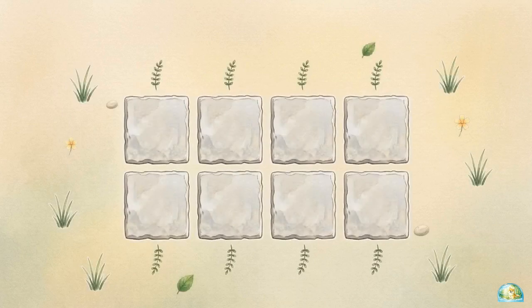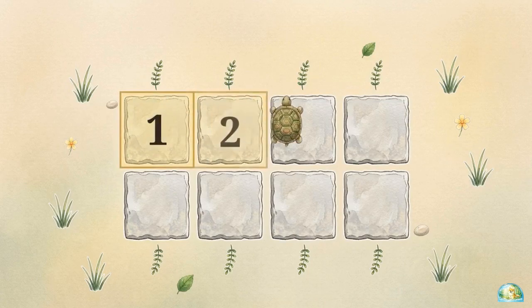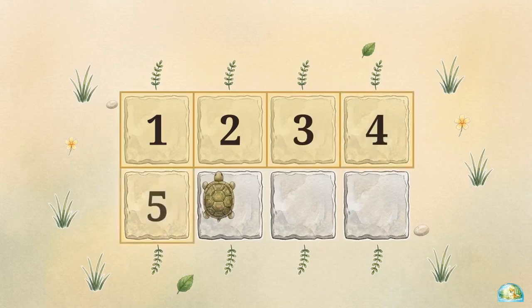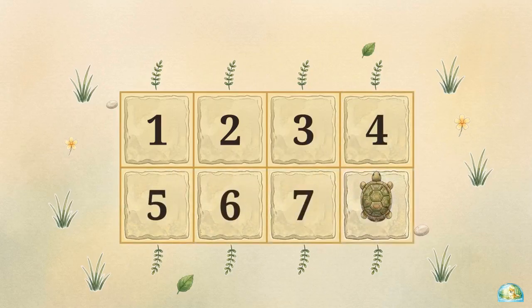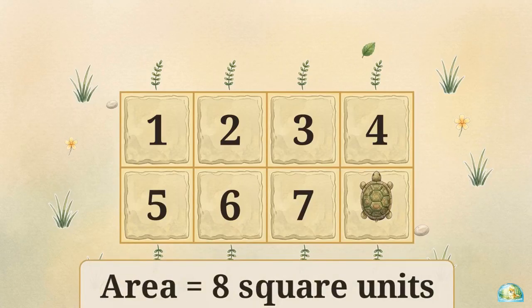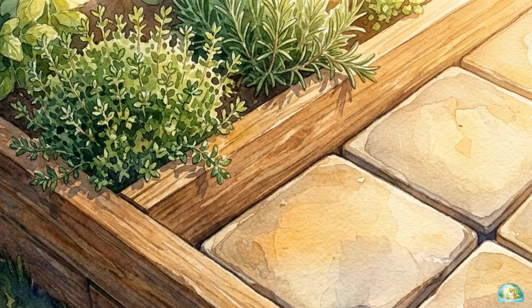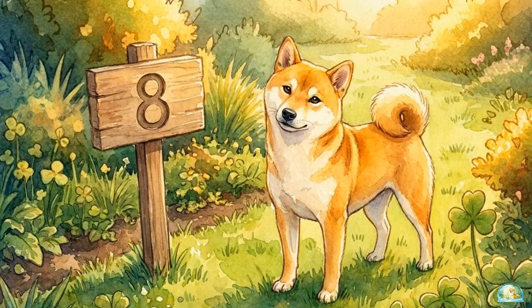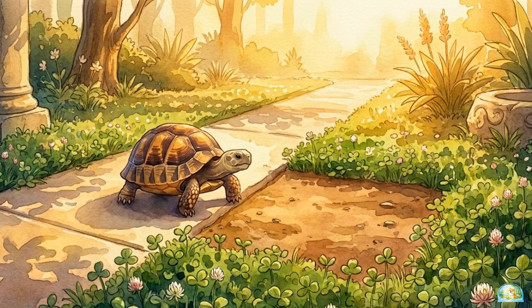This diagram shows the rectangular herb bed from above. As Bramble crosses the stones, we count them. 1, 2, 3, 4, 5, 6, 7, 8. Exactly 8 unit squares cover the bed. That means the total area of the herb bed is 8 square units. As long as the stones cover the shape perfectly, the physical count of the squares is identical to the mathematical area. Gardens, of course, are rarely perfect rectangles.